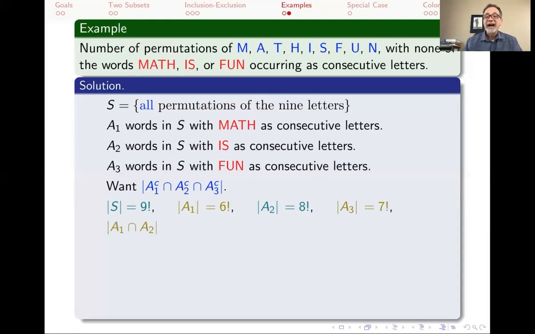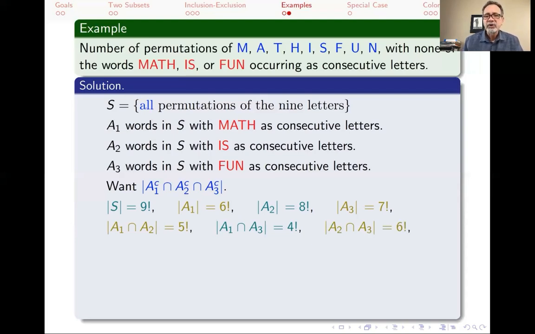Then that means that I'm treating math as one letter, is as one letter, and then F, U, and N as 3 other ones. So I have a total of 5 objects that I'm permuting because I want to see both math and is somewhere as consecutive letters in the right order. And so the number of ways to do that is 5 factorial. And you do the same thing for math and fun. That will be 4 factorial because you just have math, fun, and then I and S to permute. And A2 intersection A3 will be 6 factorial.